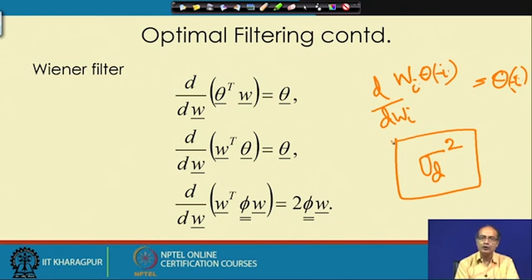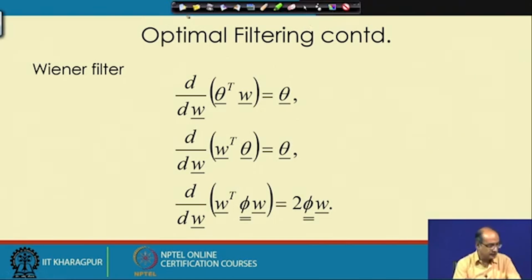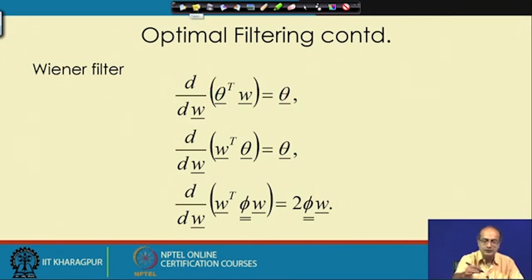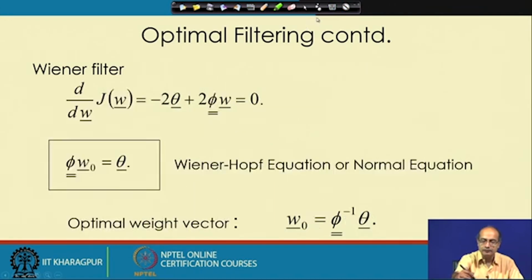Or in other words, there would not be any change in the variance of the desired signal, even if we change the tap weights. Okay? So, this way we actually get the derivative of all the 4 terms involved in J w. Okay. So, now let us proceed and see what we get out of it.